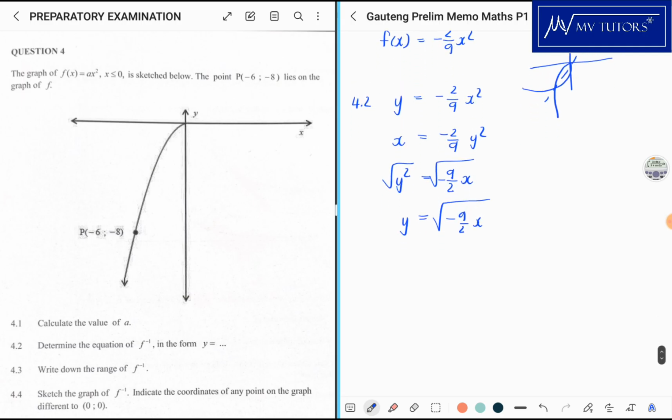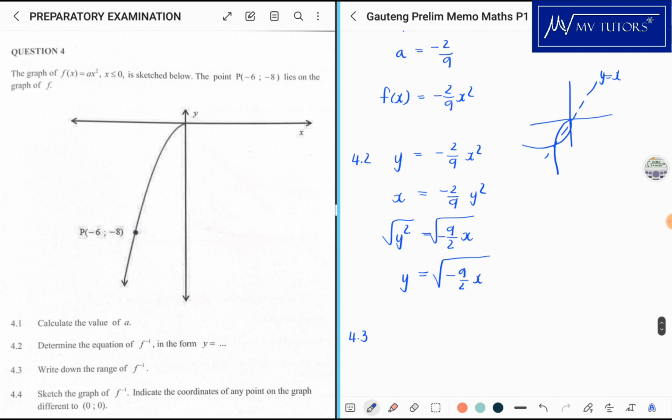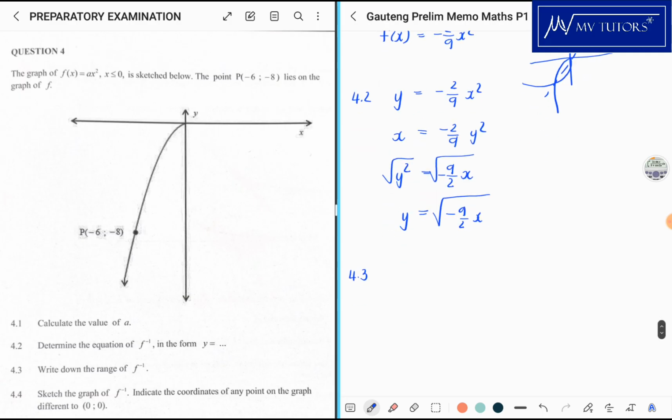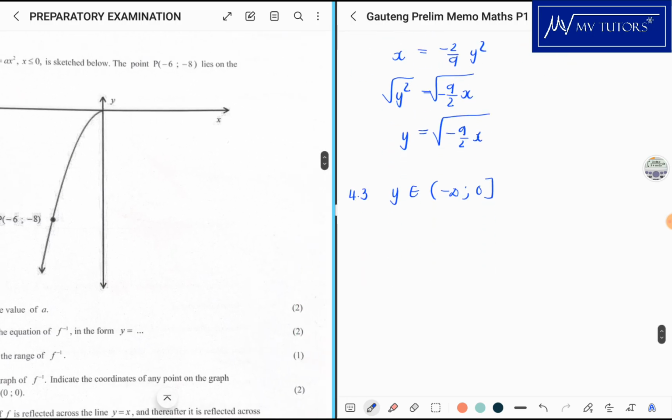Then 4.3 says write down the range of the inverse. The range of the inverse is actually the same as for the original function. It starts from negative infinity and goes all the way to 0. So we're just going to say y is an element of negative infinity to 0, and 0 is included, or you could say y is smaller or equal to 0. It's really up to you. It's 1 mark probably.